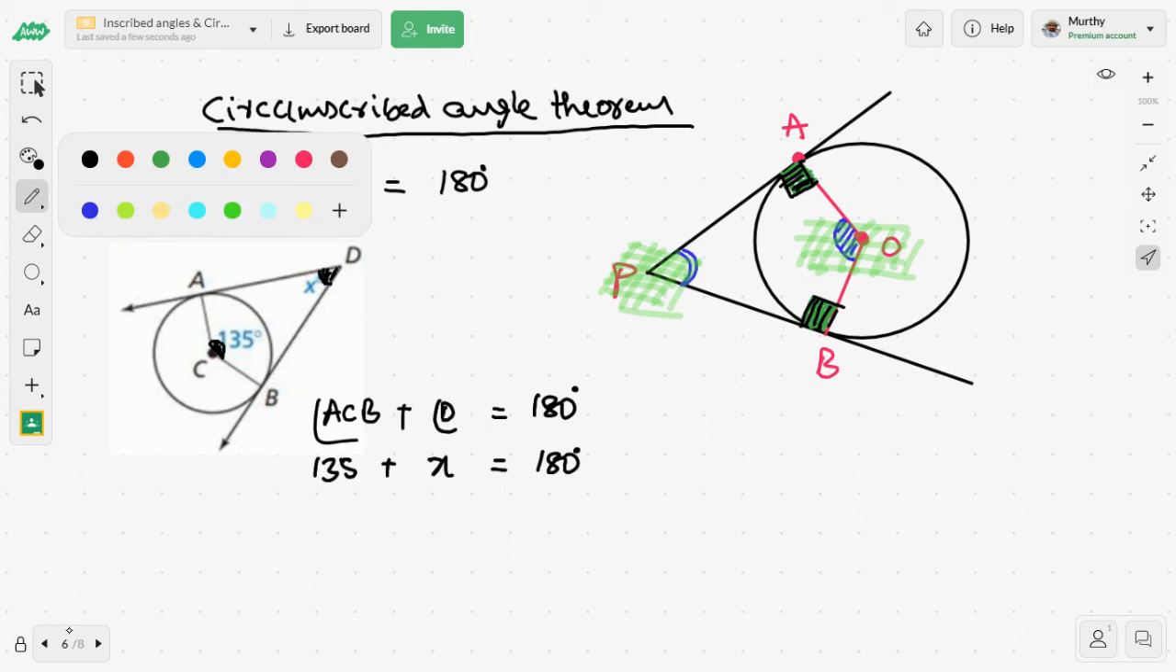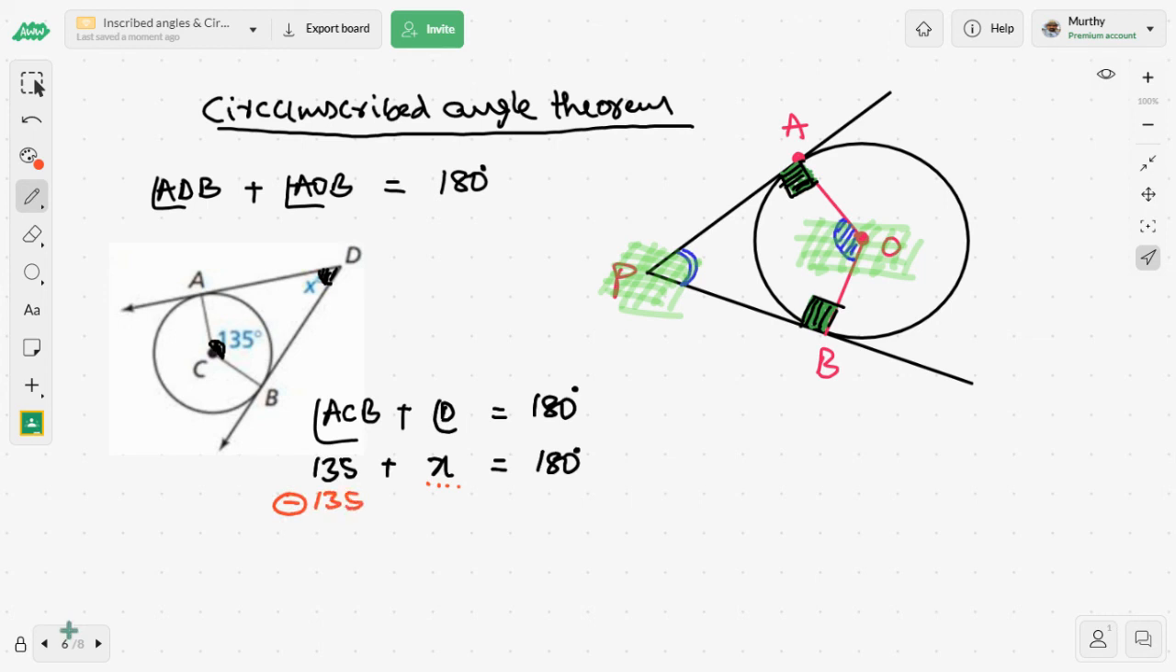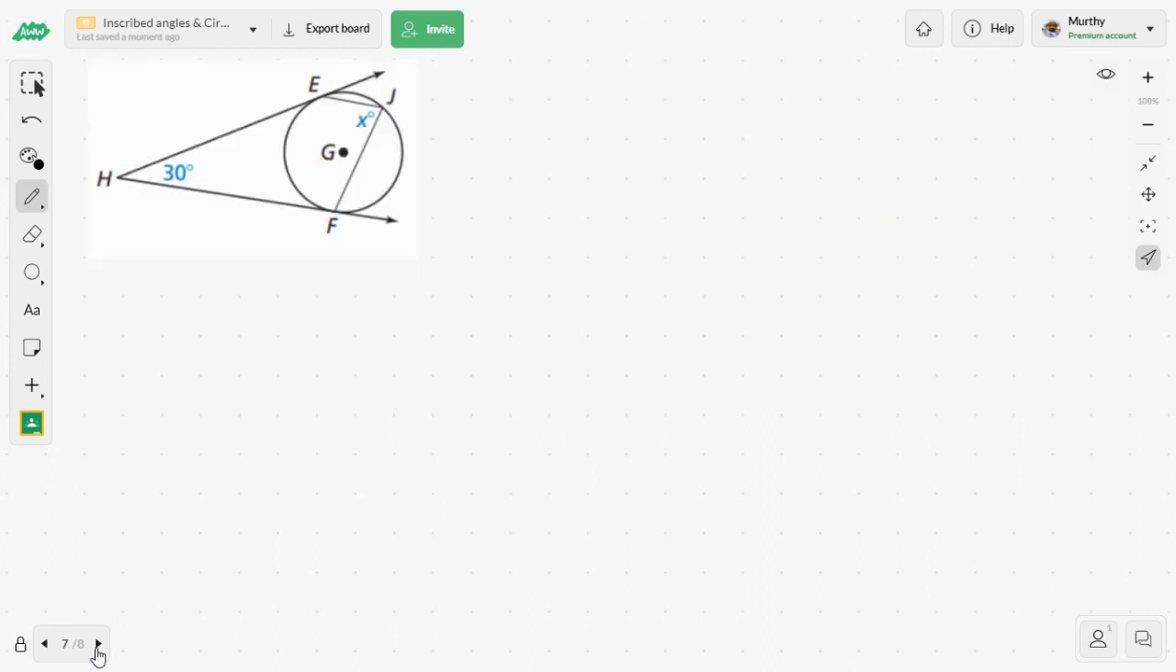You know how to isolate the value of X. We simply follow the inverse operation to isolate X. So take away 135 on both sides. 135 take away 135, you end up with 0 there. X equals 180 minus 135. You may make use of a calculator, you get 45. The value of X equals 45. Pretty easy. Let me take one more example.